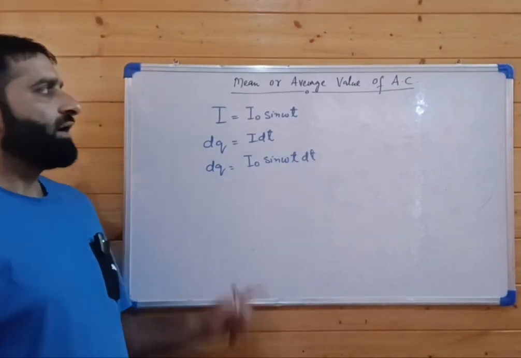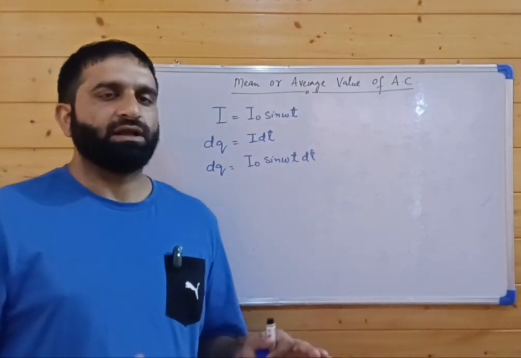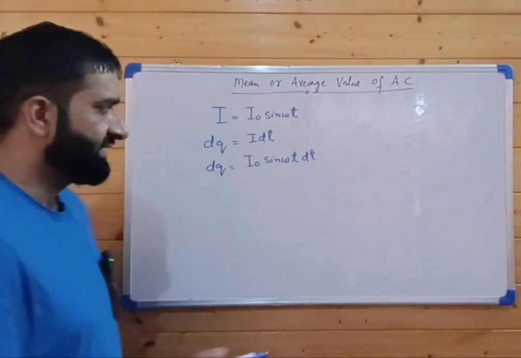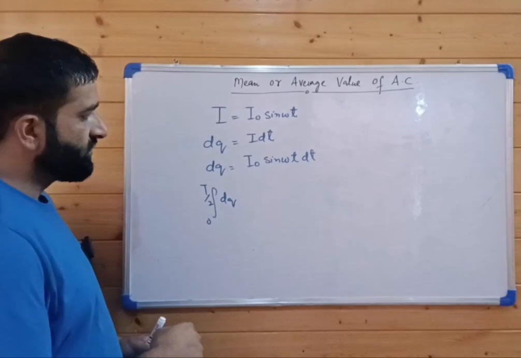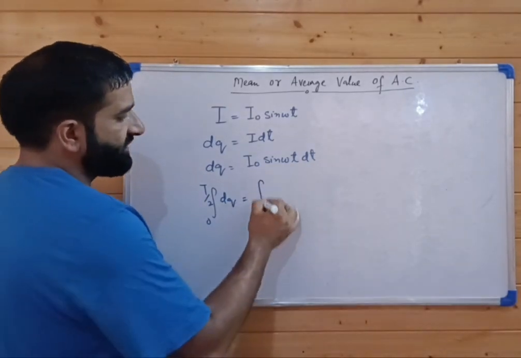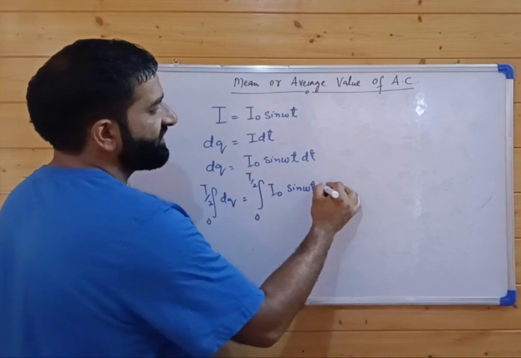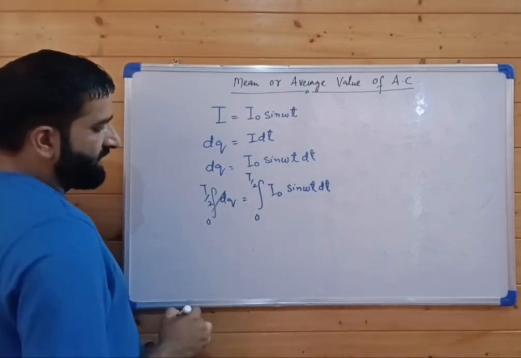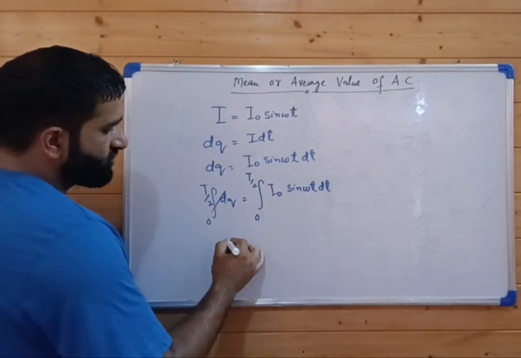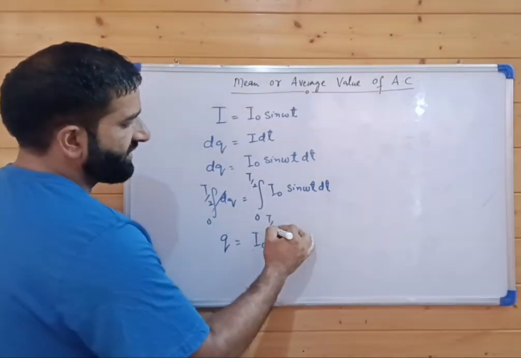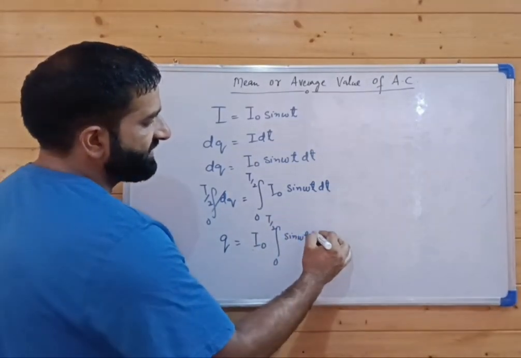Now for the mean or average value of the AC, we have to take limits from 0 to T by 2, because the mean or average value is defined for a half cycle. We take the integral of dq from 0 to T by 2, that will be equal to the integral from 0 to T by 2 of I0 sine of omega t dt. Now the integral and differential cancel out, so we have q is equal to I0, being constant, times the integral from 0 to T by 2 of sine omega t dt.